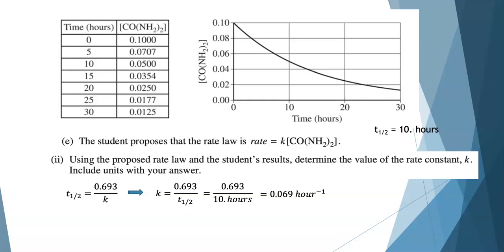So you want to be careful about your units. It's a first order reaction. Your units for the rate constant should be 1 over time. Since we're working with time, it should be 1 over hours, or hours to the minus 1. And that's what you needed to put for 1 point.